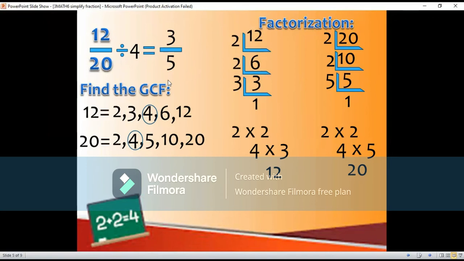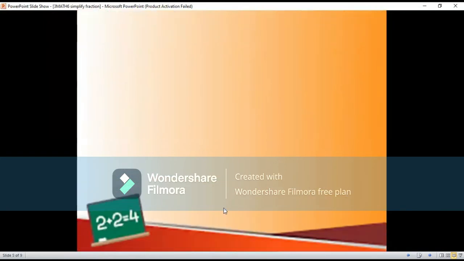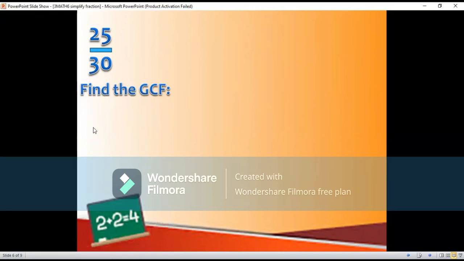So if yes, let us proceed to another example. So our example now of fraction is 25 over 30. So let us find again the GCF, the greatest common factor. Now let's write 25 and then 30. And then we will proceed to the continuous division of factorization.